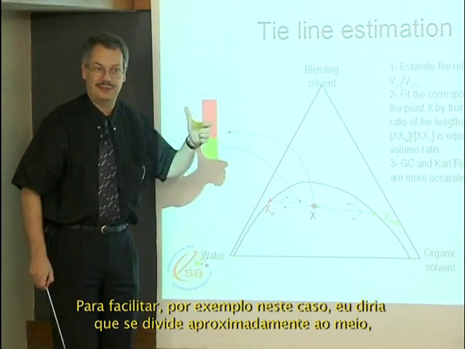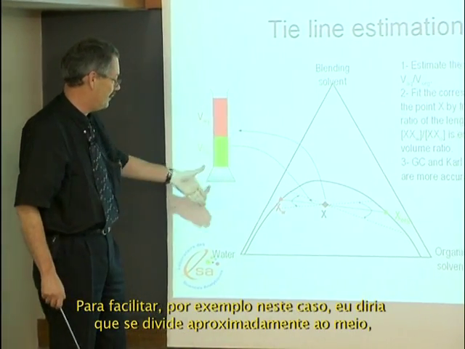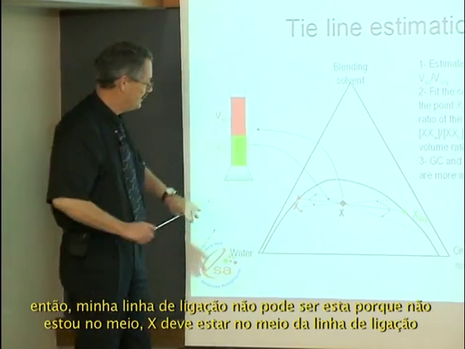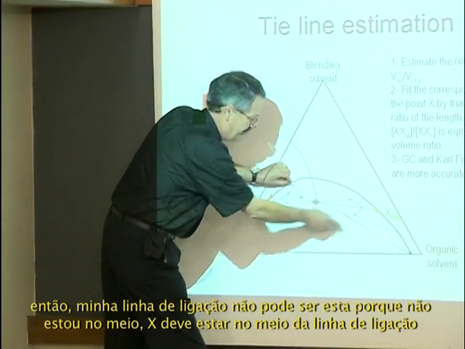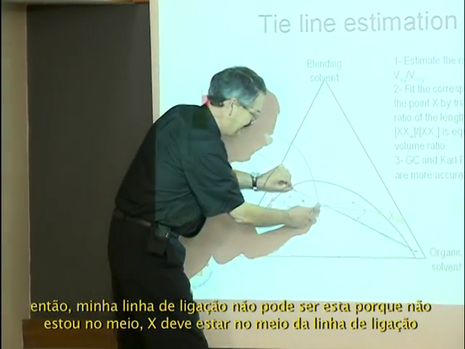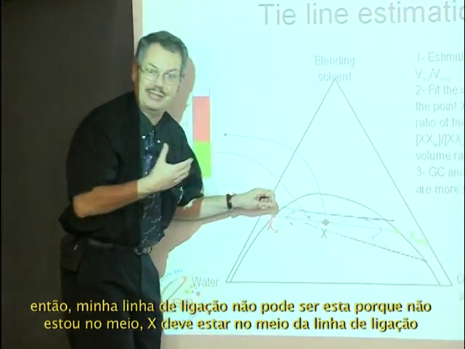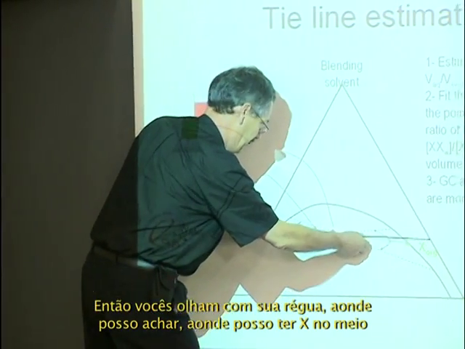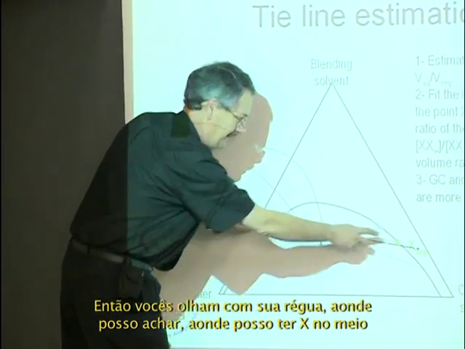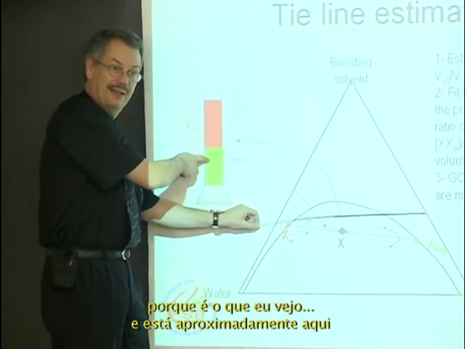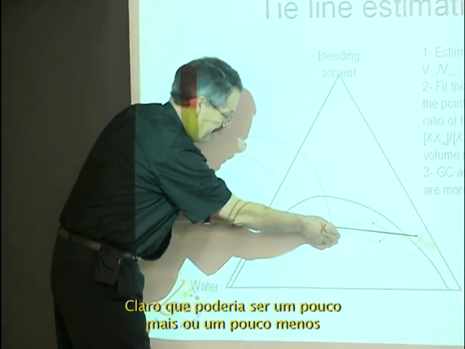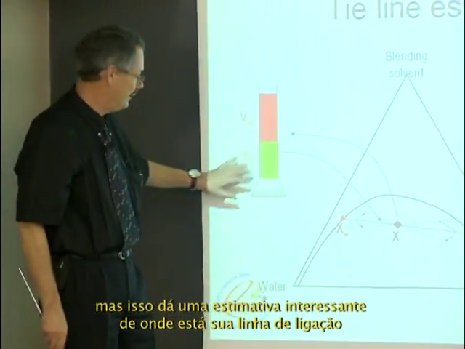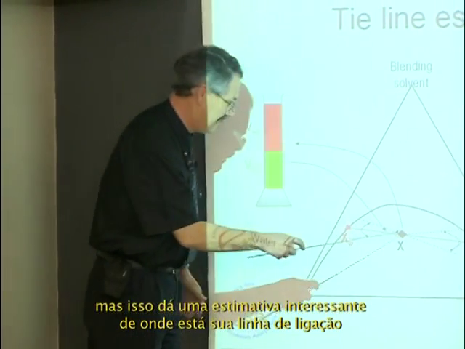So you look. For example, in that case, to make it simple, I say, oh, this splits approximately in the middle. So my tie line cannot be this, because I am not in the middle. X must be in the middle of the tie line. So you look with your ruler, where can I find a way to have X in the middle? Because that's what I see. And that's approximately here. Of course, it could be a little bit more, a little bit less, but that gives you an interesting estimate of where your tie line is.